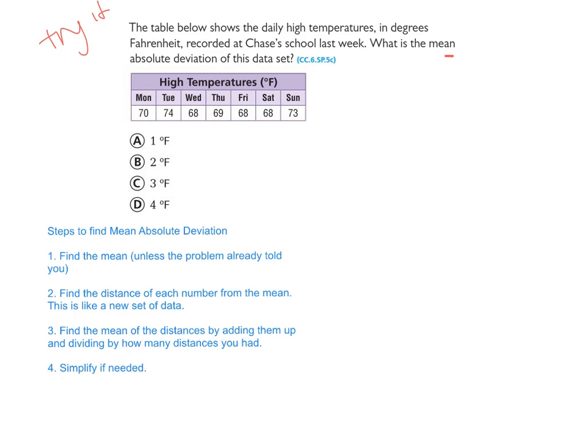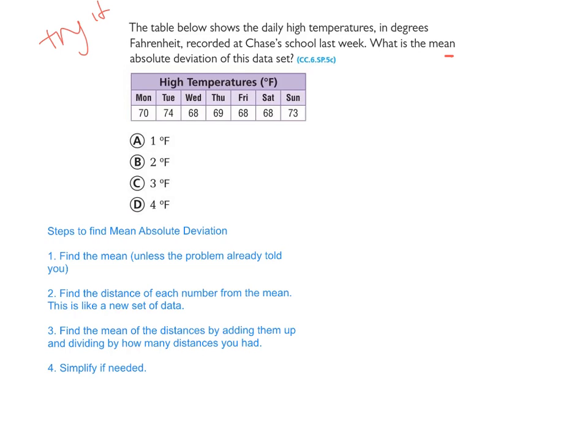Okay, so because I couldn't actually remember how to solve the mean absolute deviation, I went back to lesson 13.3 and I pulled this from the video. So here are the steps to find the mean absolute deviation. Step 1, we need to find the mean, unless the problem already told us. Well, it didn't, so I need to find the mean of the data set first.